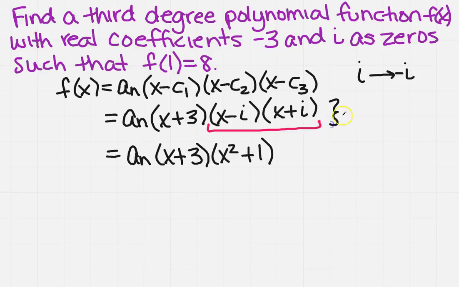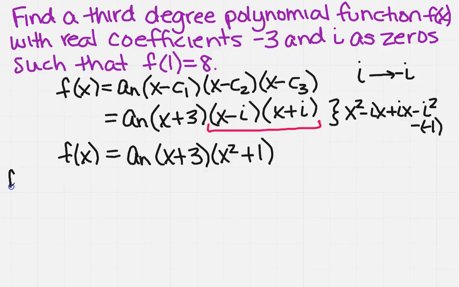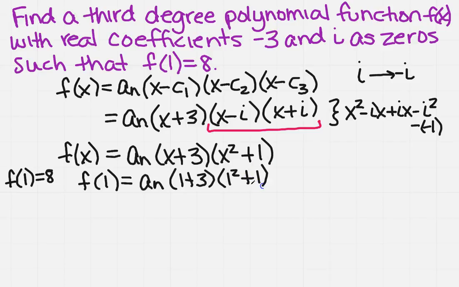So this right here, just to make sure we're on the same page, I got x squared minus ix plus ix minus i squared. So this is minus times negative 1. So the next step that we need to look at is, what else was given to us in the problem? Well, it told us originally that f of 1 equals 8. So I'm going to plug in 1 everywhere I see an x. So this would be a sub n times 1 plus 3 times 1 squared plus 1. And that would equal a sub n times 4 times 2. So that would equal 8 a sub n.